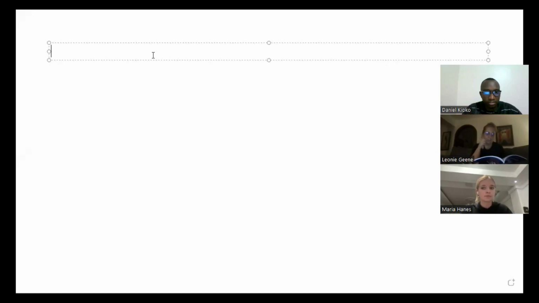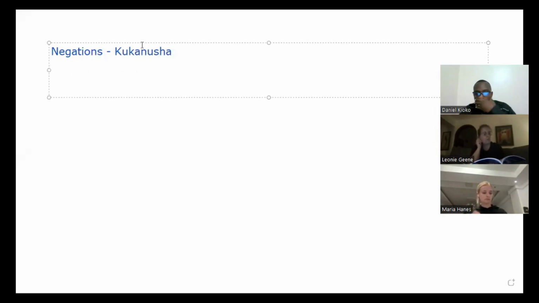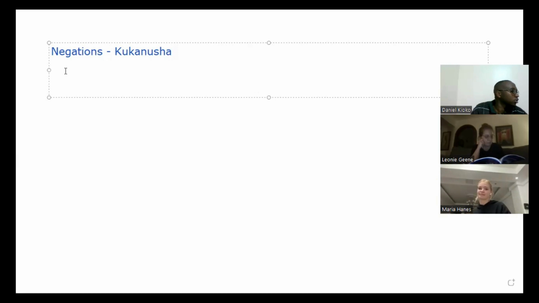So let us look at the negations. I'll start with the negations before we do something else. Negations, in Kiswahili we call it kukanusha. With the negations, we'll negate according to the different tenses and all that.